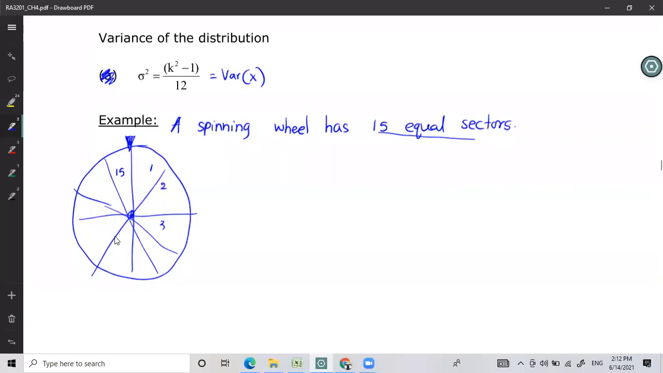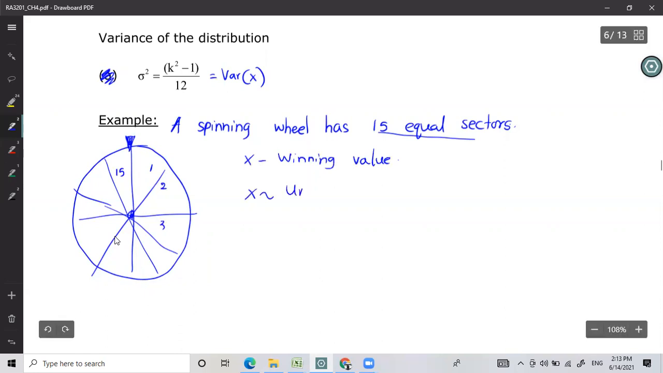Okay, so there are small games like that in carnivals. Or you bet a value and say, even numbers. Then you spin the wheel, and when it stops, if the stopper is under an even number, then you win. If not, you lose, something like that. So if you have this kind of wheel with 15 equal sectors, then your X is the winning value. So X can be described as a uniform distribution.